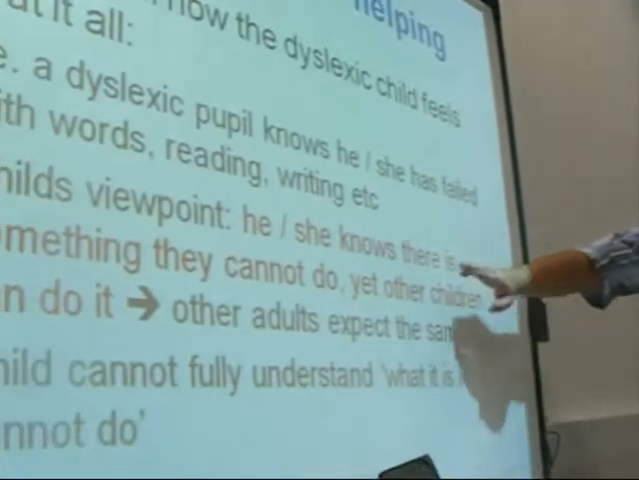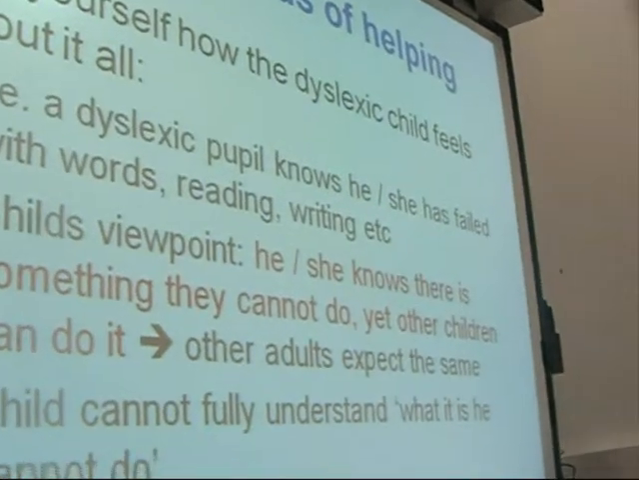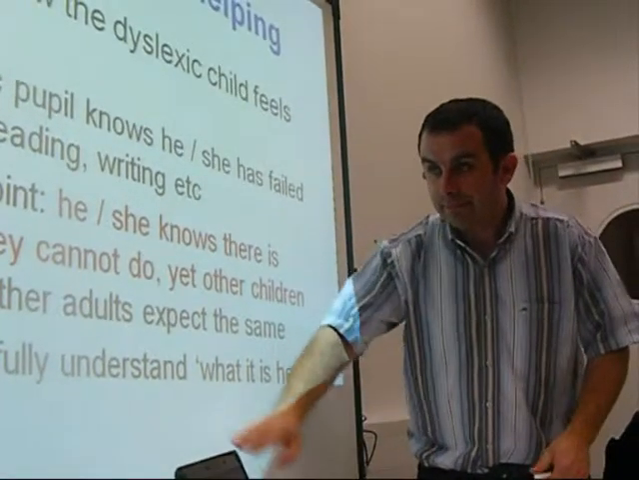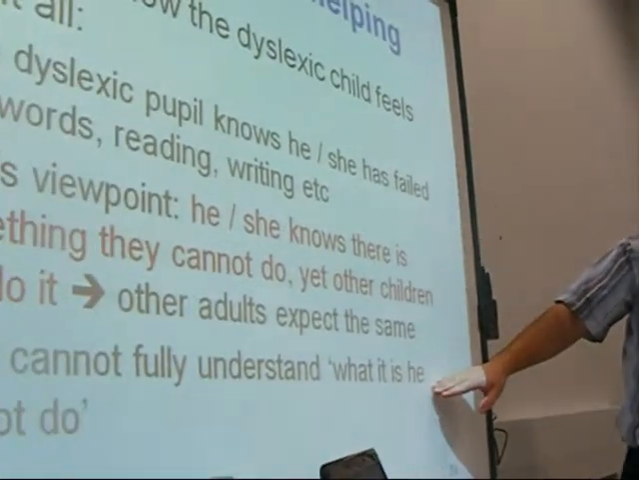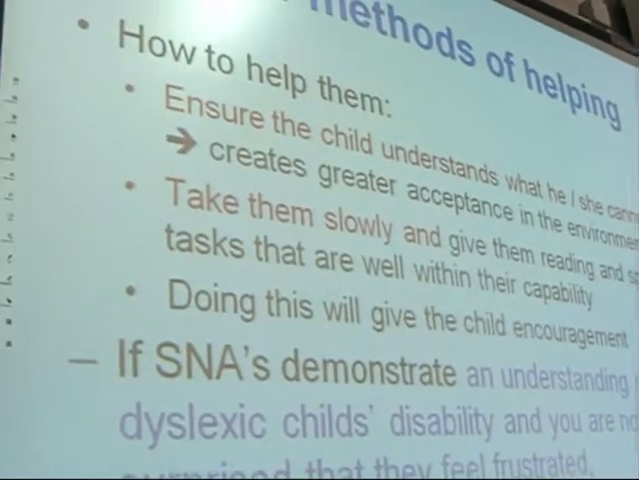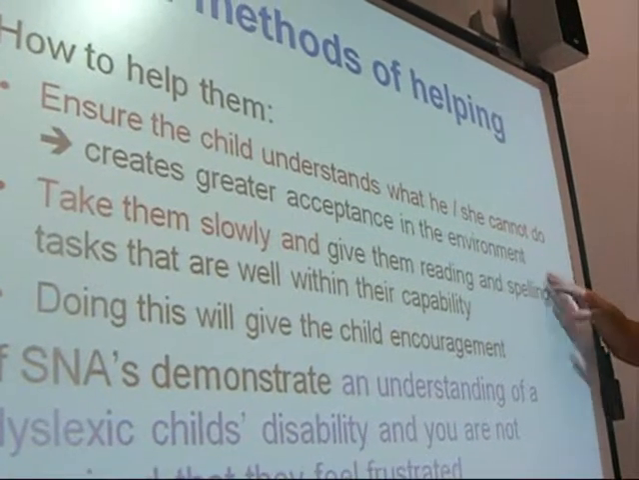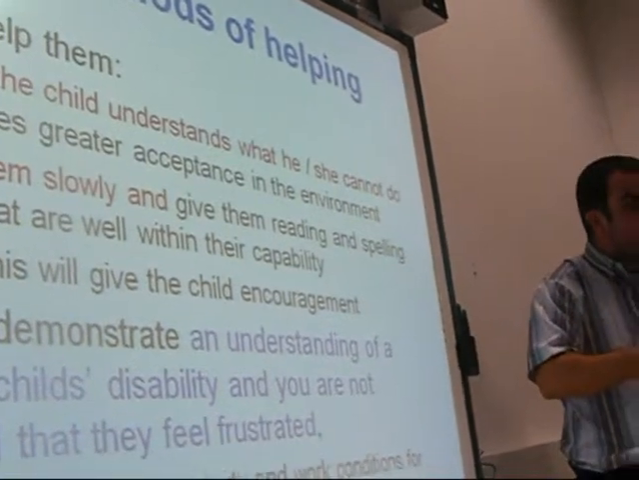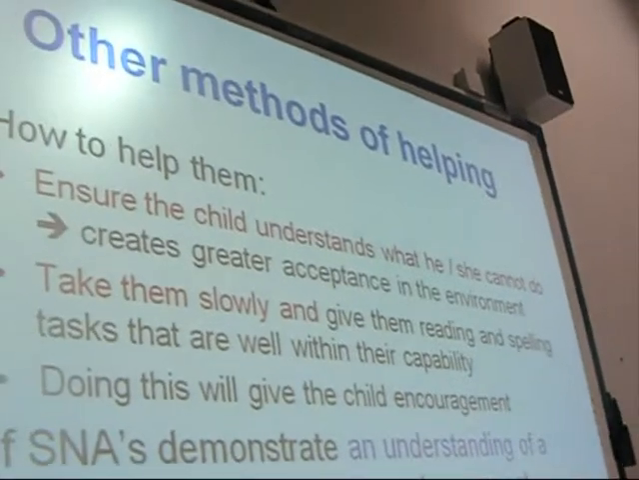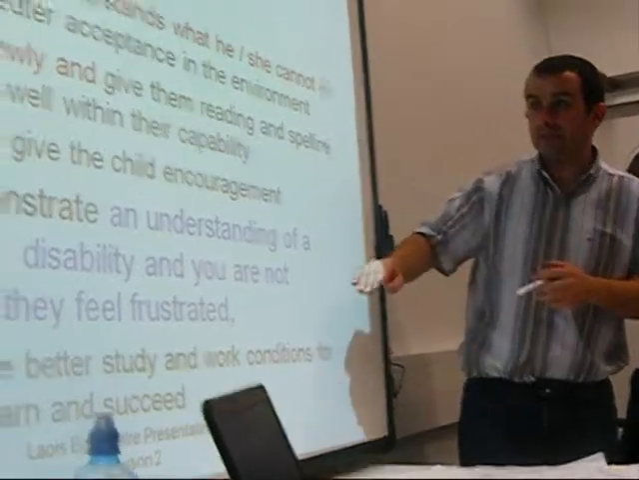From the child's viewpoint, he or she knows that there is something that they cannot do, yet other children can do it. Again, this is where the frustration and the stress levels happen. The child cannot fully understand what it is that he or she cannot do. And how to help them? Ensure the child understands that what he or she cannot do creates a greater acceptance in the environment, not just for the child with dyslexia, but with all the other learning disabilities as well. I know it can be easier said than done, but try and do your best in that respect.